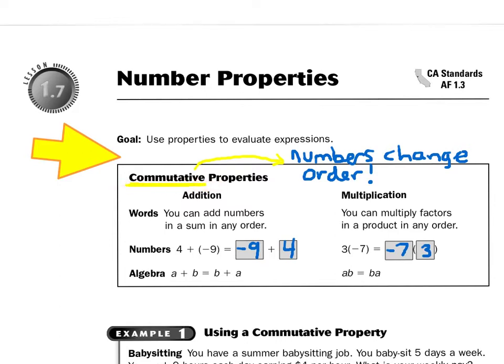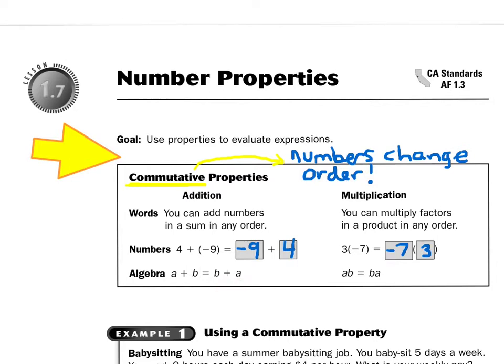You always find the commutative property when you're dealing with addition and multiplication. And what happens is you'll see the numbers change order. They'll switch places. So for example, 4 plus negative 9 is the exact same thing as negative 9 plus 4. So they just traded places. In algebra, we would say A plus B is exactly the same thing as B plus A.